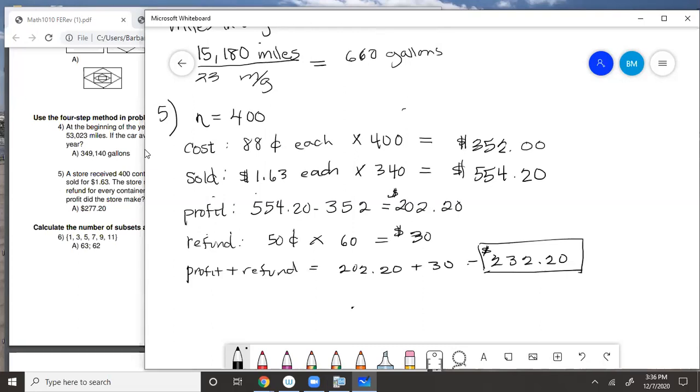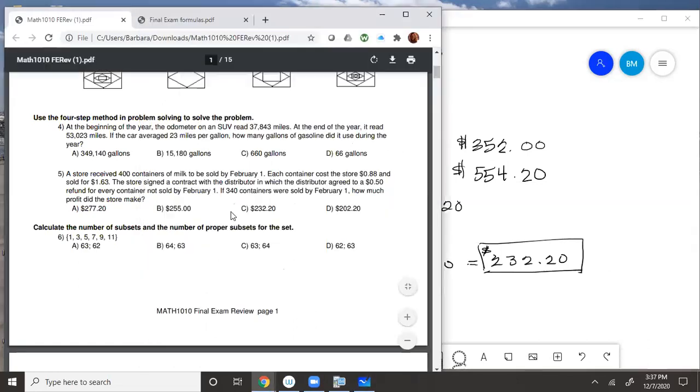They refunded whatever they didn't sell for 50 cents a piece. So if they sold 340, we subtract the 340 from the 400, and so they had to refund the store for 60 units at 50 cents, and we got $30. So when we add the profit and the refund, they made a total profit of $232.20. So the correct answer is C.